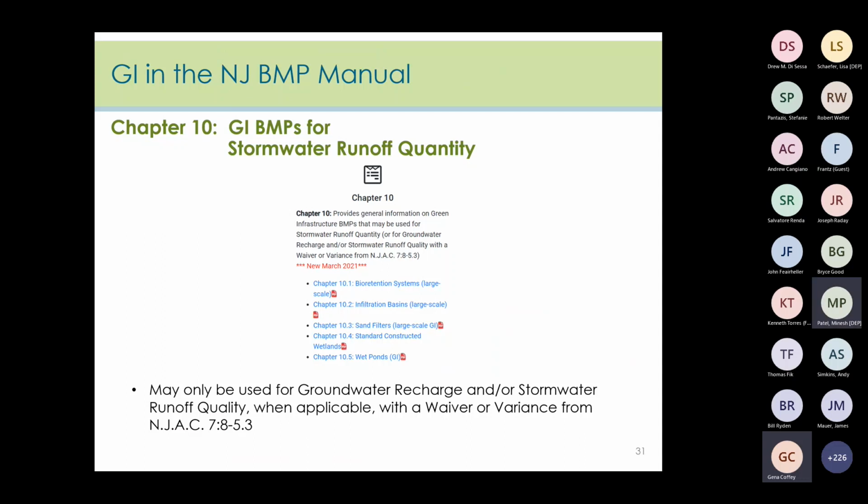Chapter 10 BMPs, they can be used to address stormwater runoff quantity control. These BMPs can have larger contributory drainage areas than the BMPs listed in Chapter 9. So Chapter 10 BMPs include large-scale bioretention systems, large-scale infiltration basins, large-scale green infrastructure sand filters, standard constructed wetlands, and green infrastructure wet ponds. Note that though I said they can address quantity, these BMPs may only be used to meet water quality and recharge if a waiver or variance is granted.